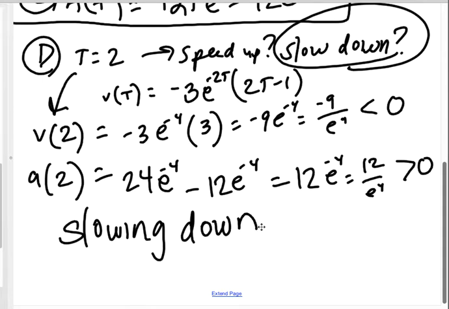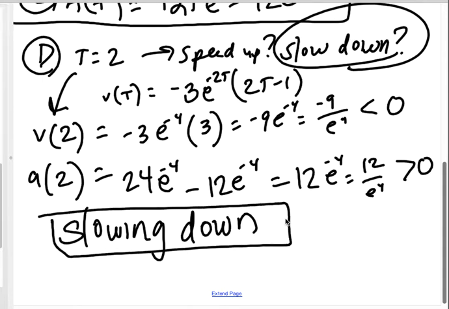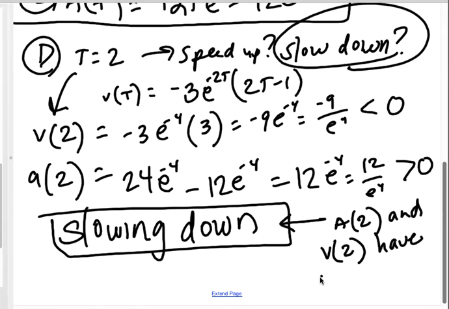And when asked why, because you have to say why, you're going to need to say a of 2 and v of 2 have opposite signs. That's the communication you need. And you don't want to say a of t at 2. You want to say a of 2. That's what the notation means, right? So you need to communicate that information. These are really likely to be the kind of questions that you see about particle motion on an AP.